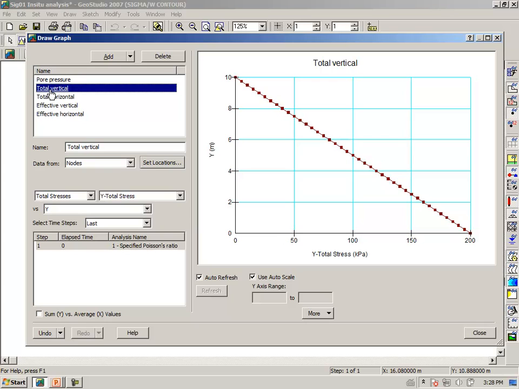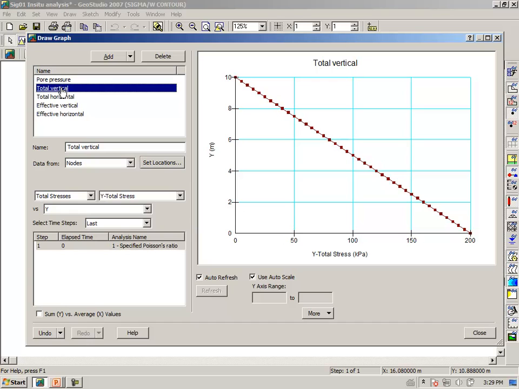Clearly, the total distance is 10 meters. So we have a depth of 10 meters. We said that the unit weight of the soil is 20 kilonewtons per meter cubed. Therefore, we should have 200 at the bottom. So that is correct.